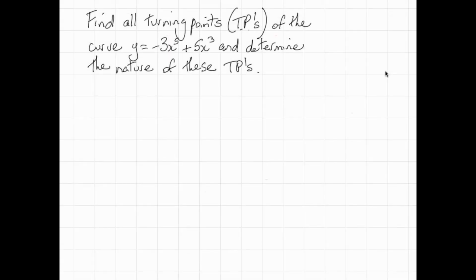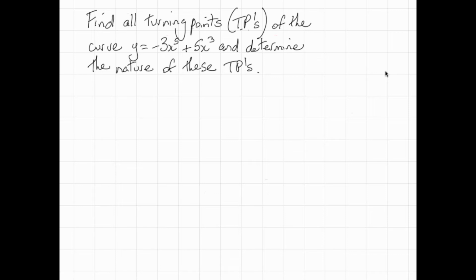Here we're asked to find all the turning points of the curve y equals negative 3x to the fifth plus 5x cubed, and we've got to find the nature of these turning points, whether they are local maximums or local minimums. So what do we think when we get a question like this?